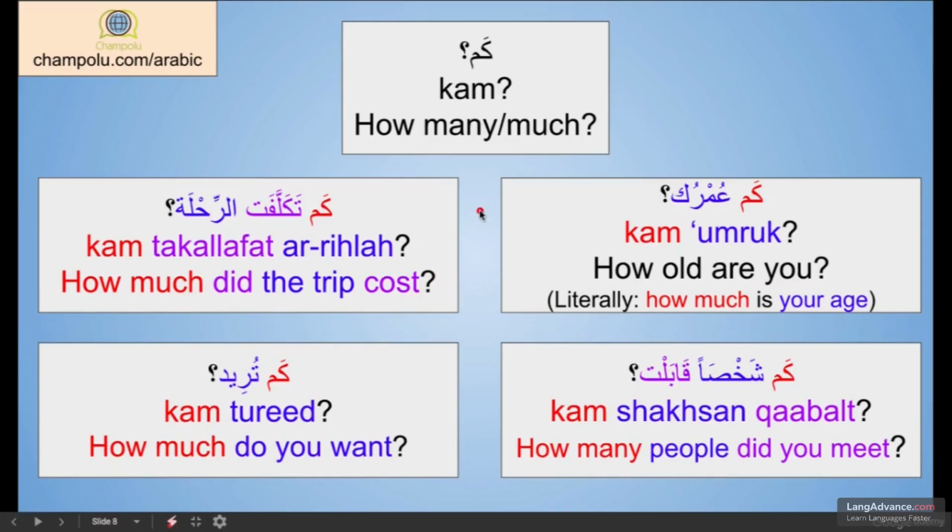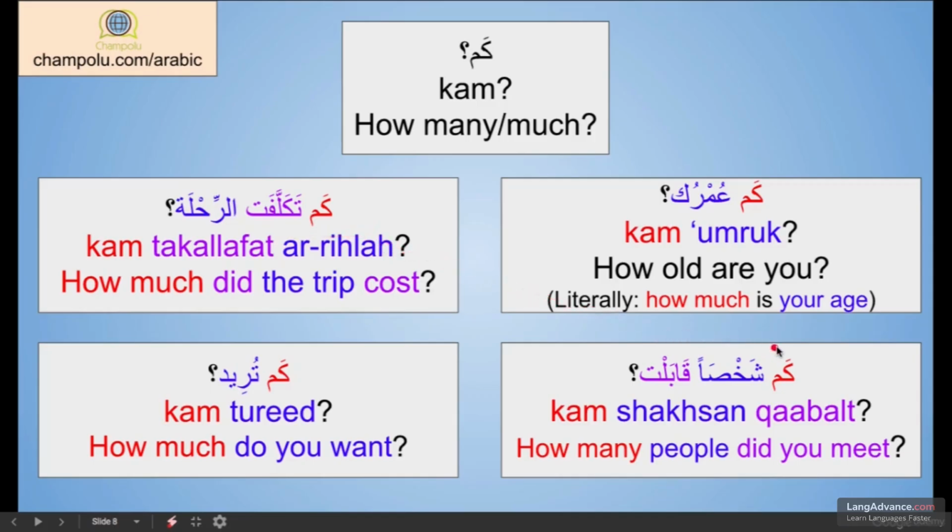And then we have the question word كم, which means how many or how much. So you can make questions like كم عمرك? How old are you? Which means literally how much or how many is your age. You can ask a question like كم تكلفت الرحلة? How much did the trip cost?